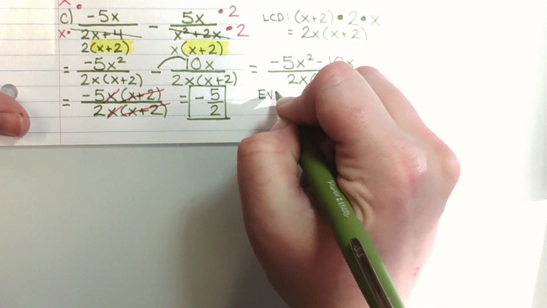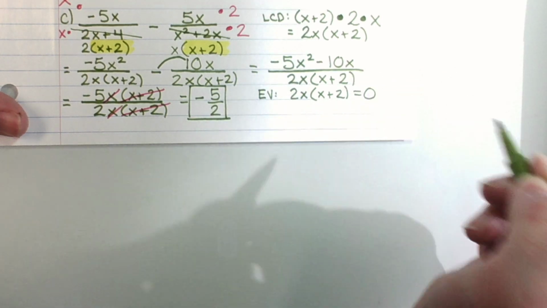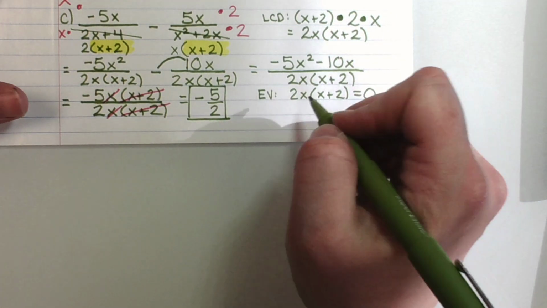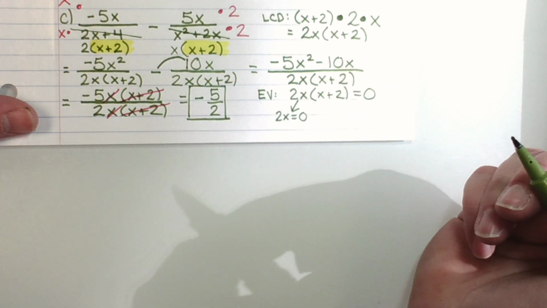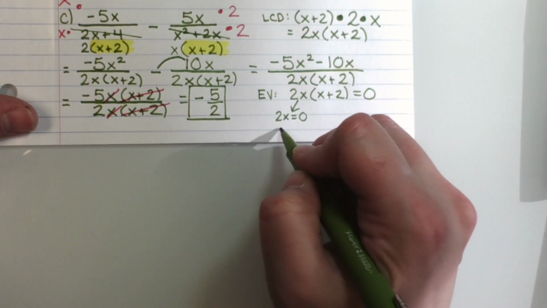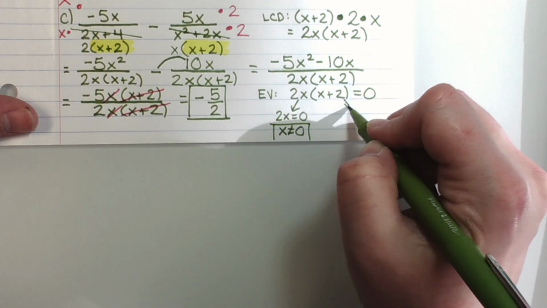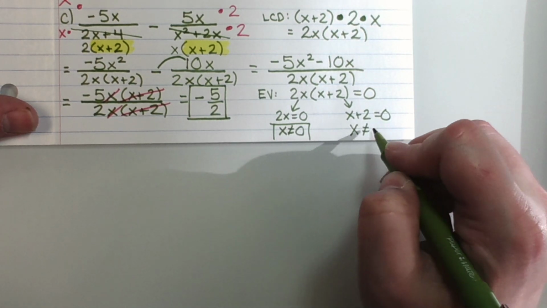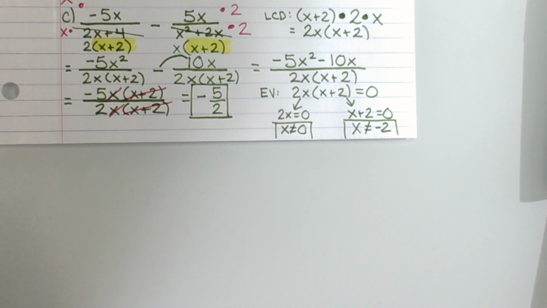Don't forget excluded values. Set your LCD equal to 0. How do I solve 2x times x plus 2 equals 0? Split it where things are getting multiplied. 2x, or I could split into the 2 and the x separately. Either way, the 2 is not going to give me anything. The x is going to tell me it's not allowed to be equal to 0. And the x plus 2 equals 0 tells me x is not allowed to be equal to negative 2. Be careful. Got to subtract it.